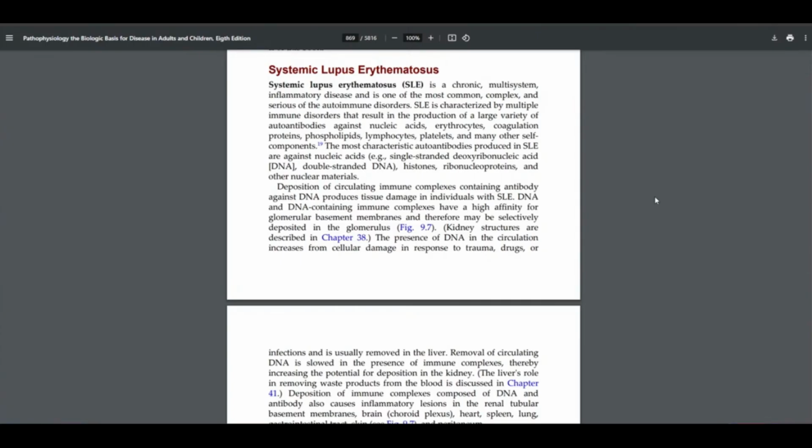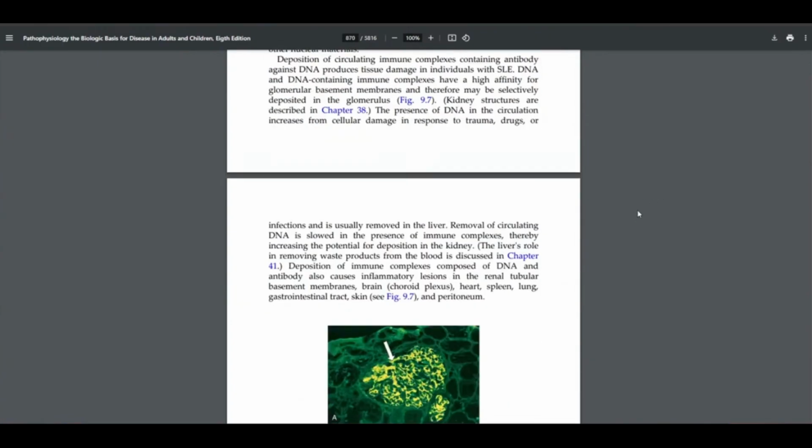Single-stranded DNA, double-stranded DNA, histones, ribonucleoproteins, and other nuclear materials. The deposition of circulating immune complexes containing antibody against DNA produces tissue damage in individuals with lupus. DNA and DNA-containing immune complexes have high affinity for glomerular basement membranes, and therefore may be selectively deposited in the glomerulus, the kidney structures, as described in Chapter 38.